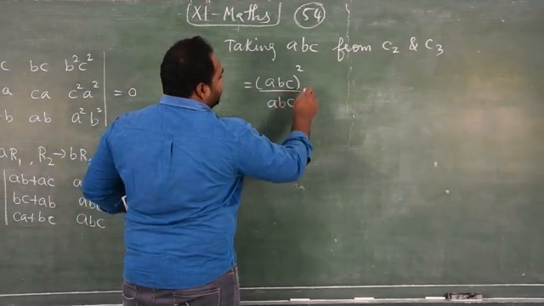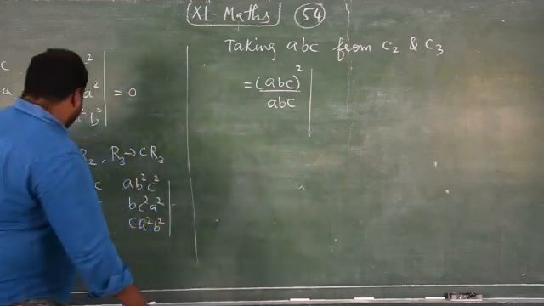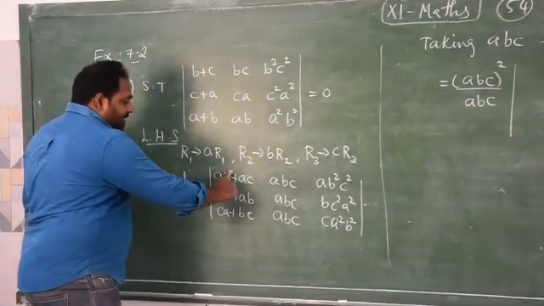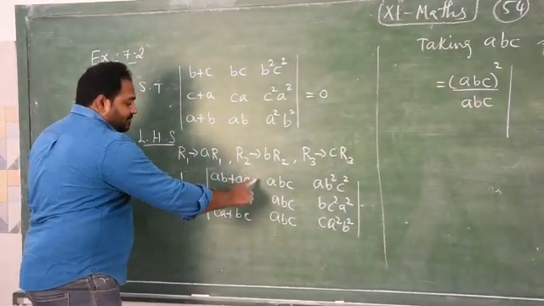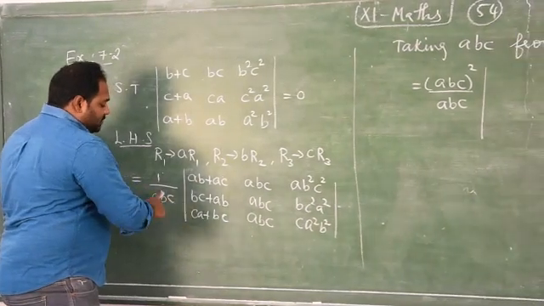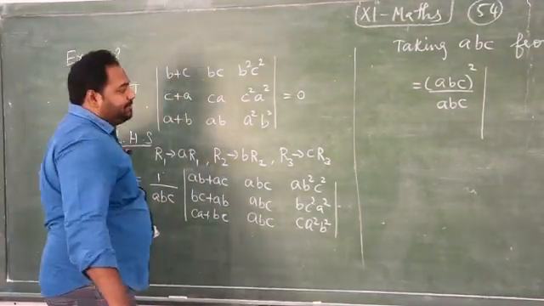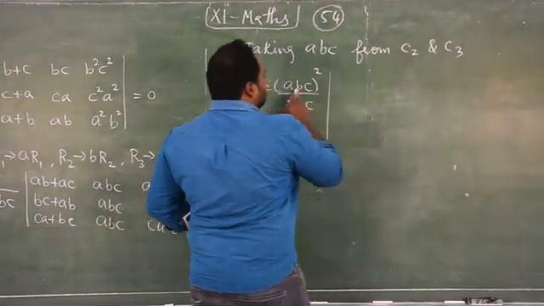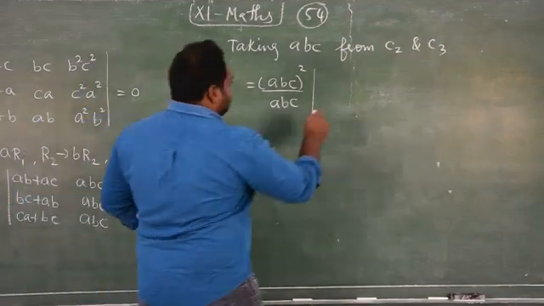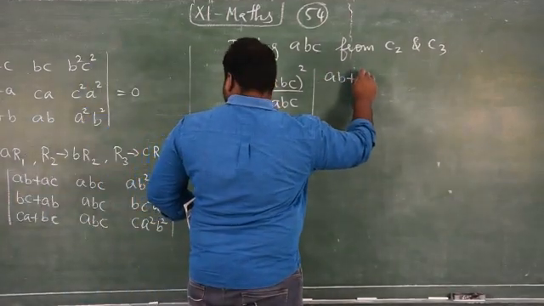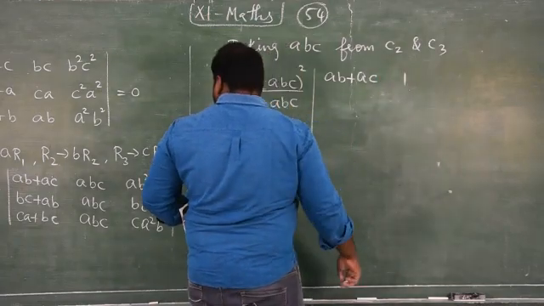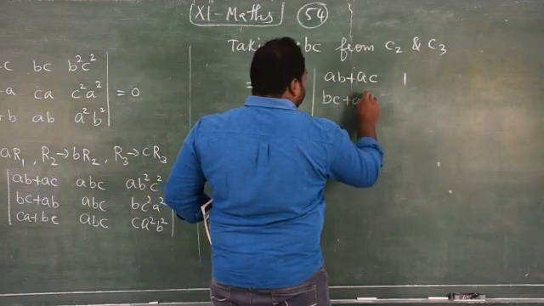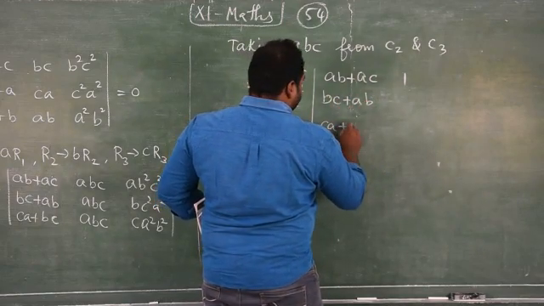Already we have divided by ABC to compensate for this multiplication. Here 1 by ABC is supposed to be written because we multiplied A in row 1, B in row 2, and C in row 3. So division by ABC is supposed to be there. Now ABC from column 2 and ABC from column 3 gives us ABC square. Next, what is remaining? AB plus AC, BC plus AB, CA plus BC.